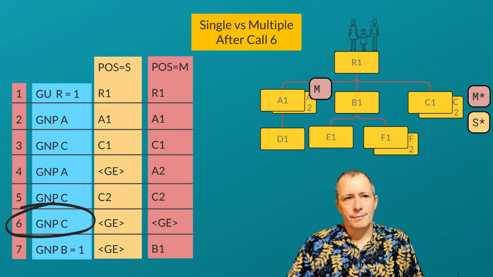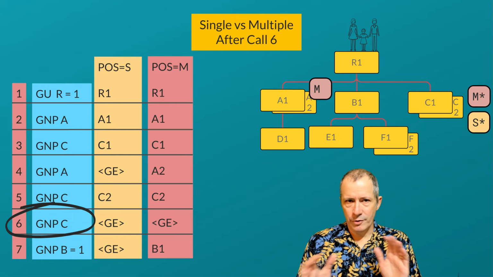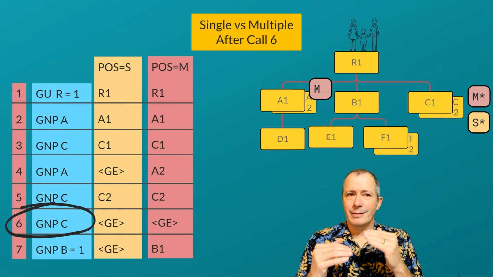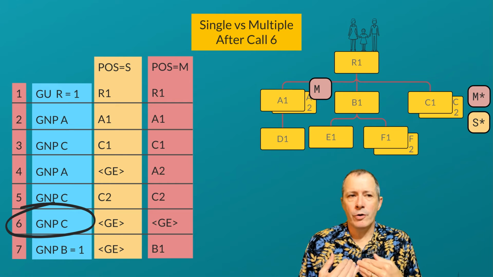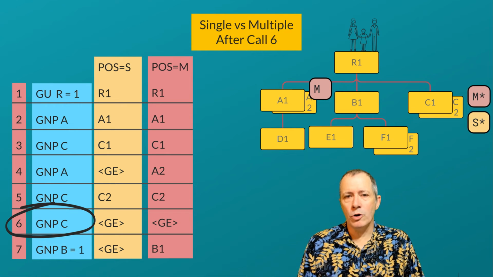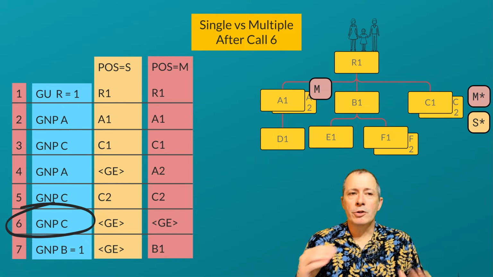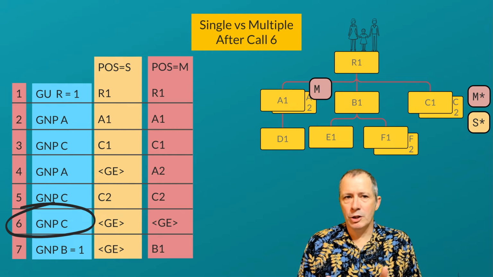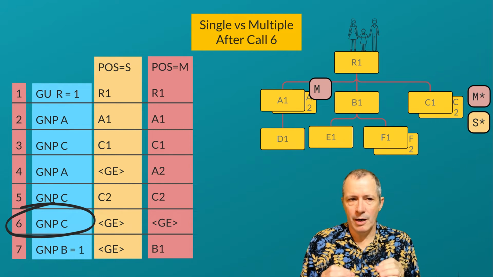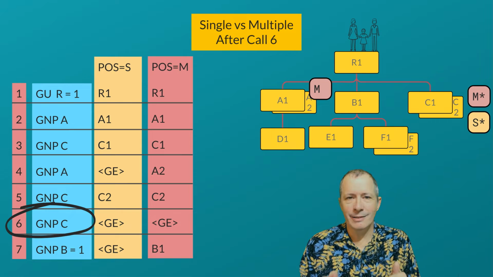Call number 6. Get next within parent for segment C. IMS does not return data for either call. A status code of GE was returned for both the single and the multiple positioning call. Position for both single and multiple position is where the missing C segment would have been had it existed.